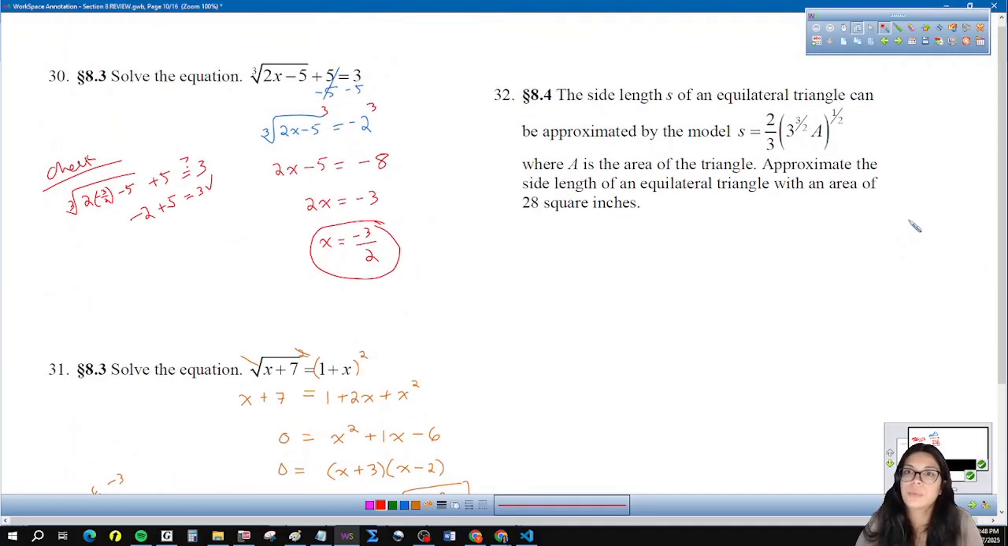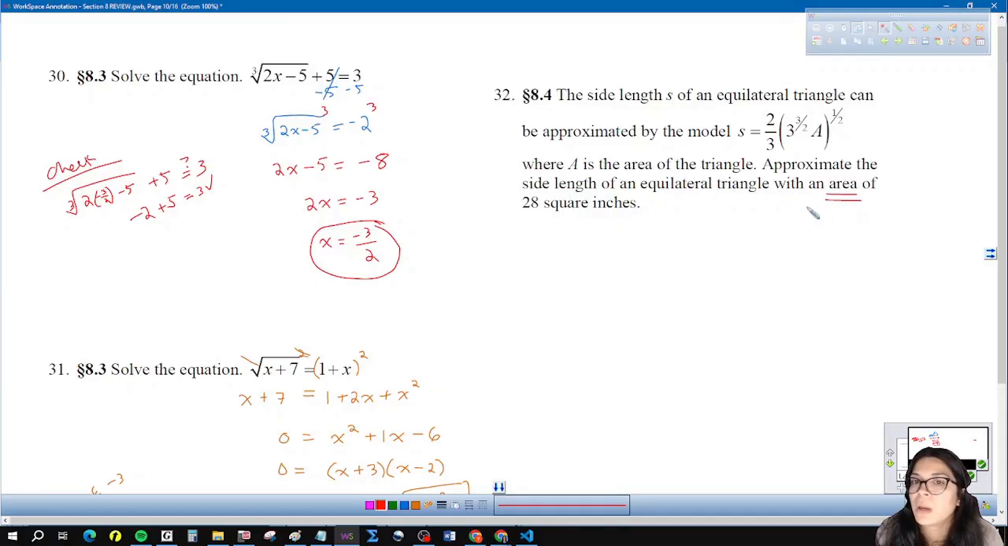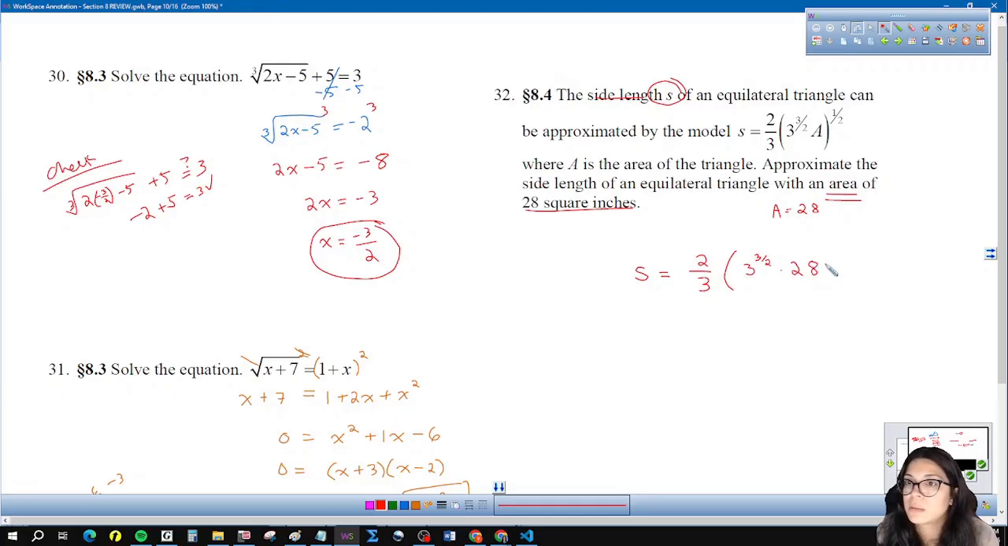Okay, on number 32, we have a side length, and they said approximate the side length of an equilateral triangle with an area of 28 square inches. So they're giving us that the A value equals 28, and they're asking us to solve for S for the side length. So the side length will equal 2/3 times 3 to the power of 3 over 2 times 28, and then all of that is raised to the power of 1/2.